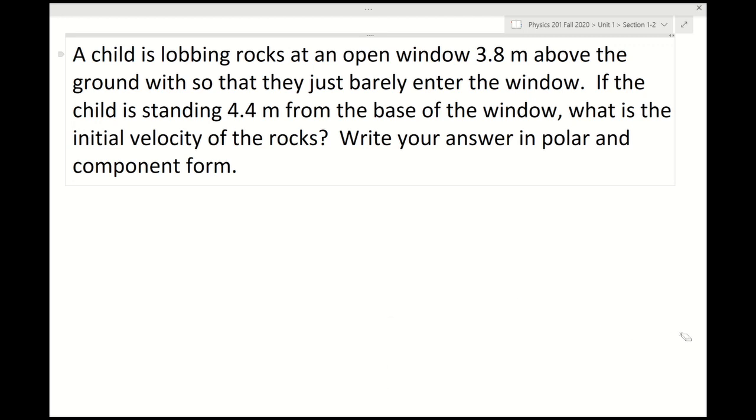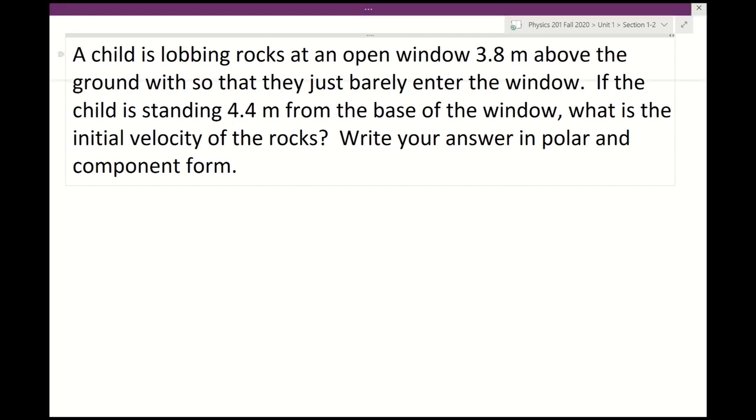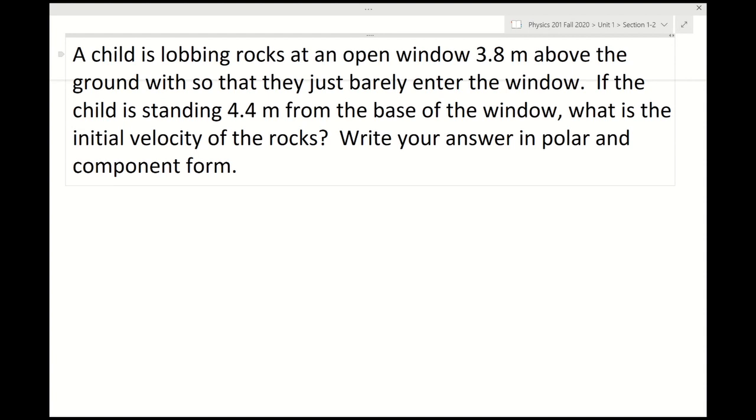Okay, let's look at one more example. A child is lobbing rocks at a window 3.8 meters above the ground so that they just barely reach the window. If the child is standing 4.4 meters from the base of the window, what is the initial velocity of the rocks? Write your answer in polar form and component form.